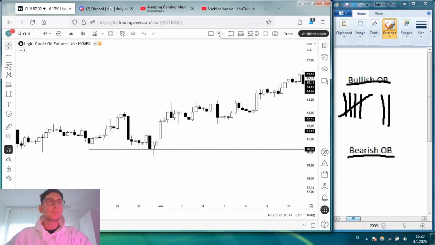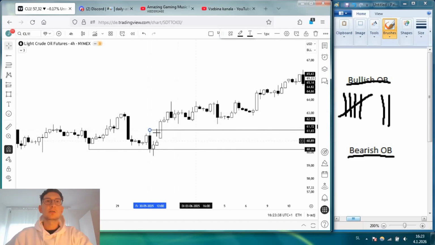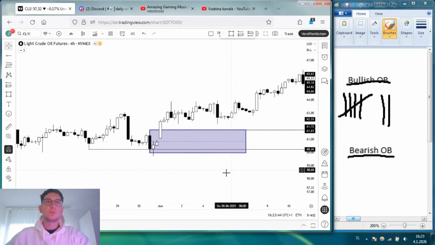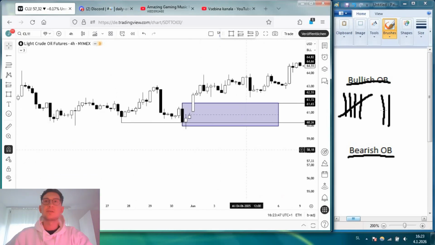Liquidity sweep, break of structure with this candle, but in this case we don't touch the order block. We just continue higher and higher and higher.